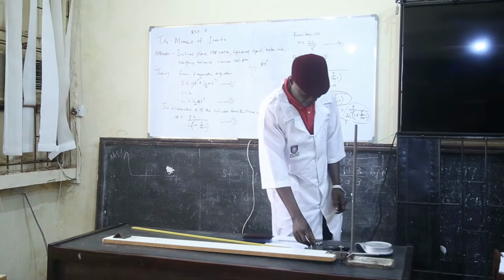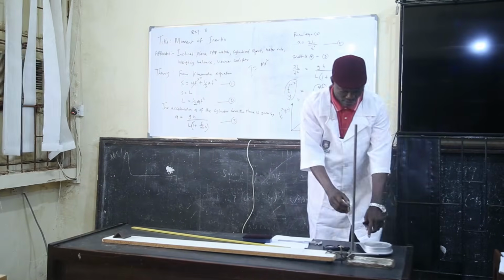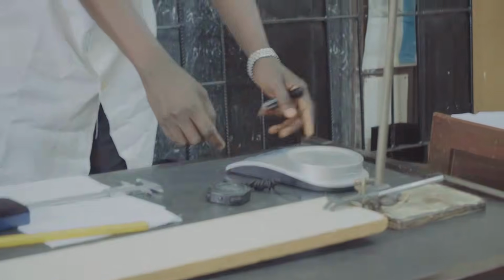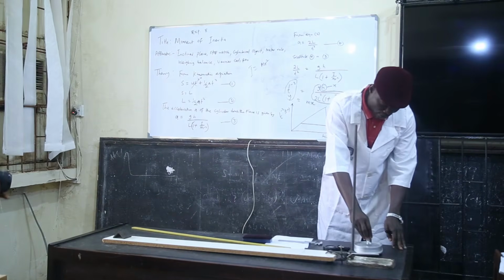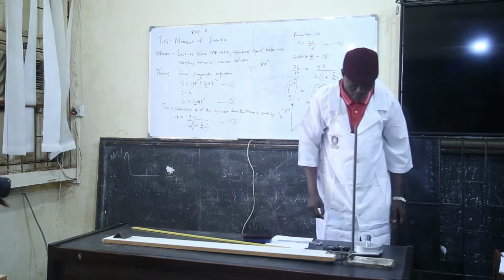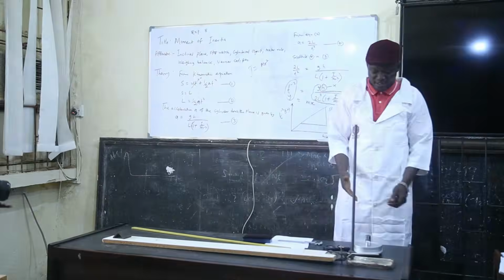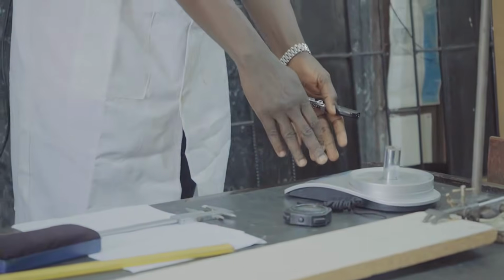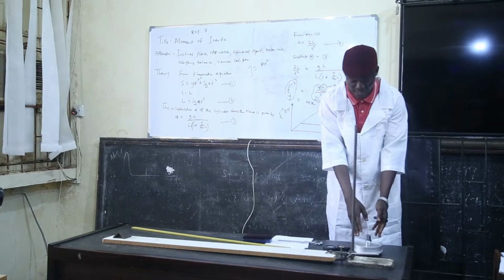First of all, I will determine the mass of this metallic cylinder using the weighing balance. This is a digital weighing balance. You measure the weight of this mass directly from the weighing balance. You record it. This will give you the reading in grams. You can change the unit if you want it in grams or kilograms, but it's better to have it in kilograms, the SI unit.